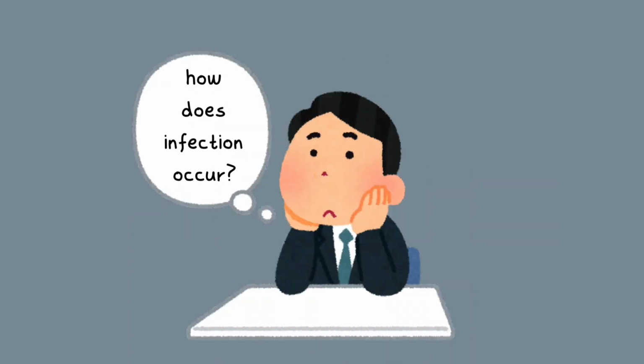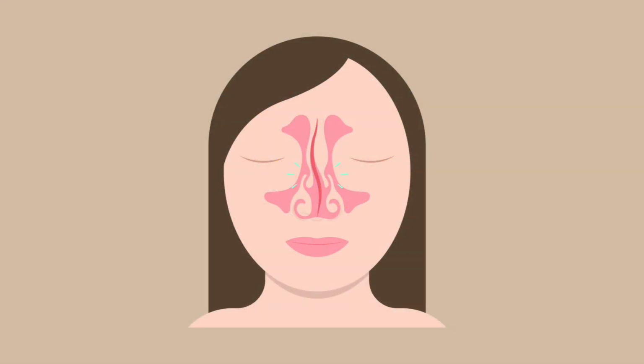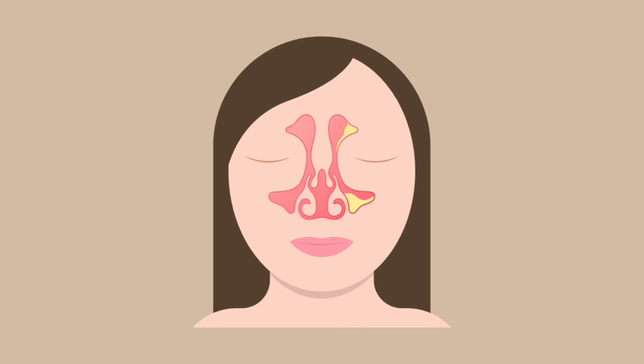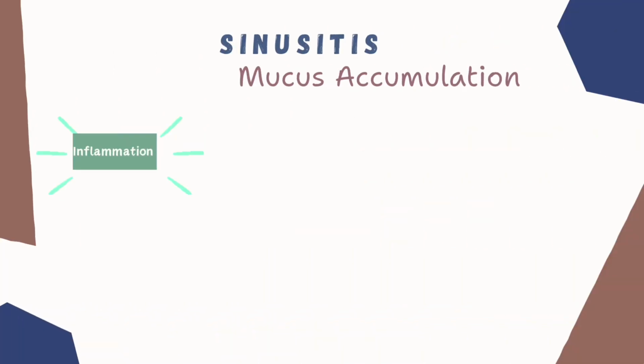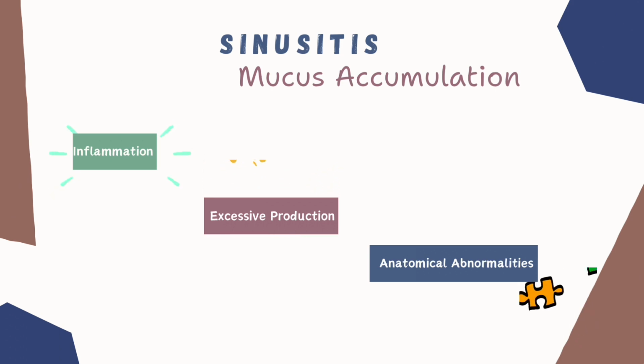So how does infection occur? Sinusitis can be caused by either bacteria or viruses. These organisms cause inflammation in the lining of the sinuses and the narrow passages, which prevents mucus from draining out of the nose. As the mucus accumulates in the sinuses, infection can occur. Mucus can accumulate in one of three ways. The narrow passages become inflamed and blocked off, leading to accumulation, or mucus can be excessively produced and not cleared quickly enough. Anatomical abnormalities like a deviated septum can hinder drainage.